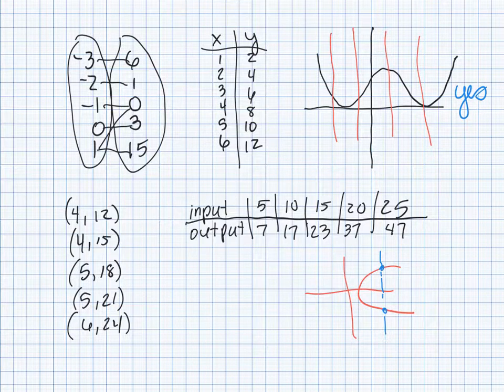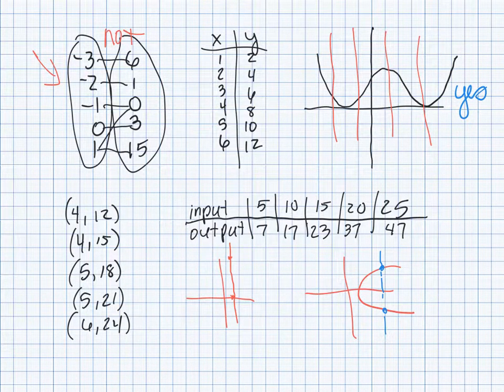When you have data like numbers, you've got to look for repeats in the X column. Because look at this first one here. If you see this 1, it goes to 0 and 15. Well, when I graph 1, 0 is right here, and 1, 15 is going to be way up here, but that's going to fail the vertical line test. So this one is not a function.